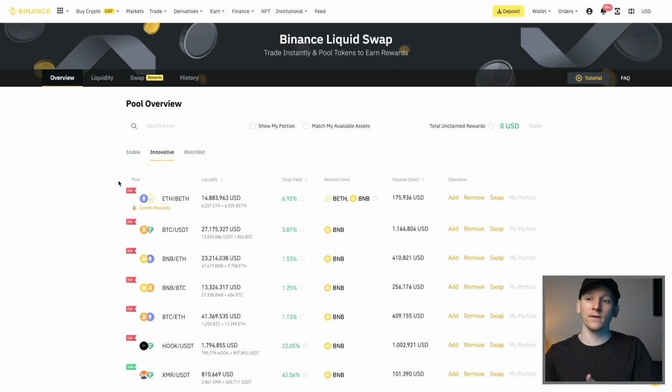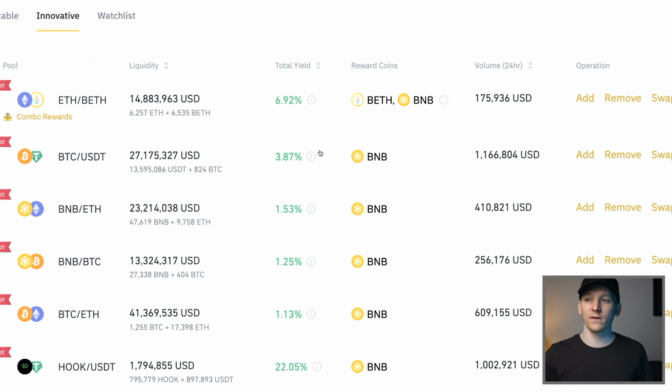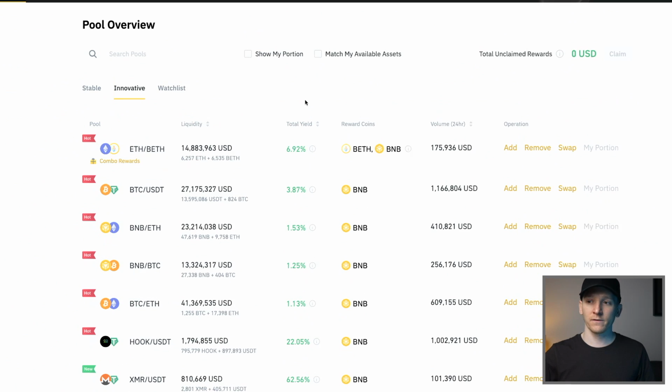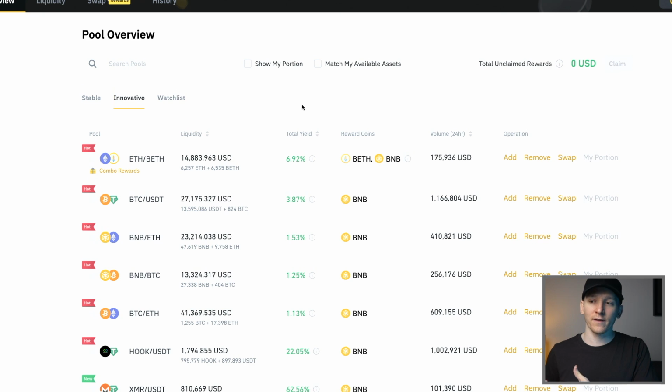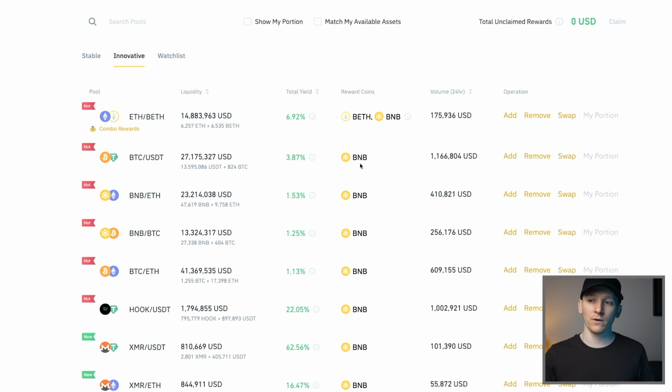Now we'll get on to adding some assets as liquidity for other people to swap. The reason people do this is because, as you can see, you get paid a yield for doing this. So this is just like adding your assets to a decentralized exchange. If you've ever added them into a liquidity pool, you know you'll get trading fees from traders. So when people pay a trading fee, because you're providing liquidity on the order book, you are making some of those fees. You're going to get some of those fees back. And as you can see, Binance is also paying some BNB rewards as well.